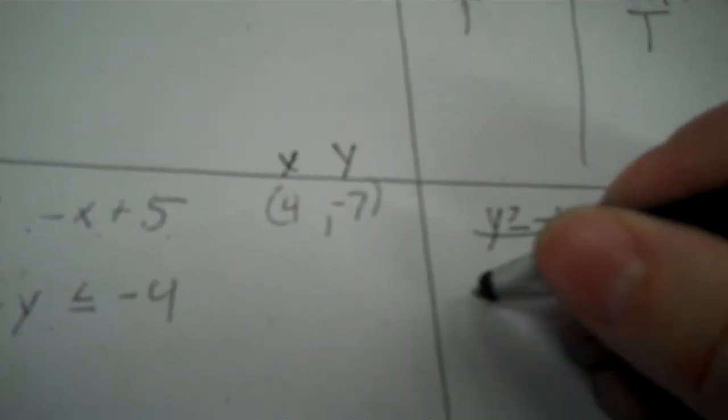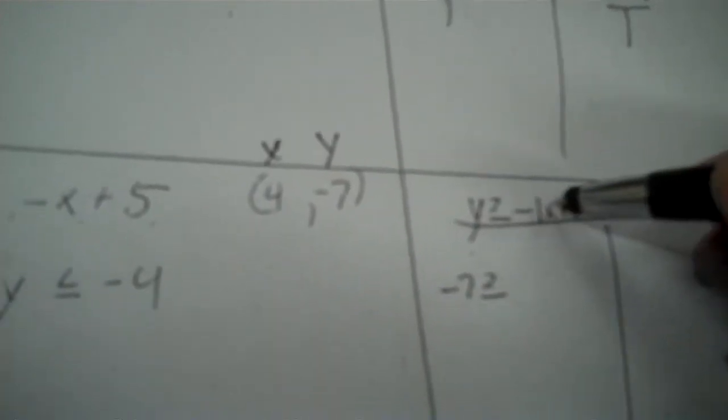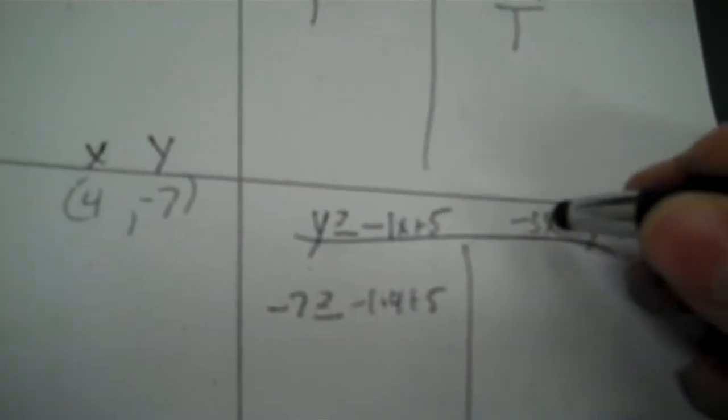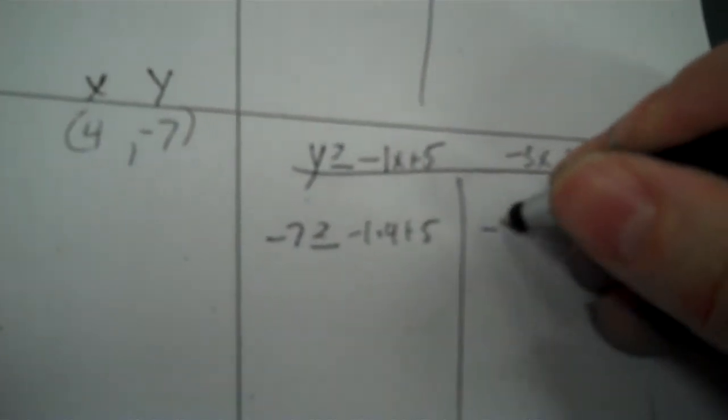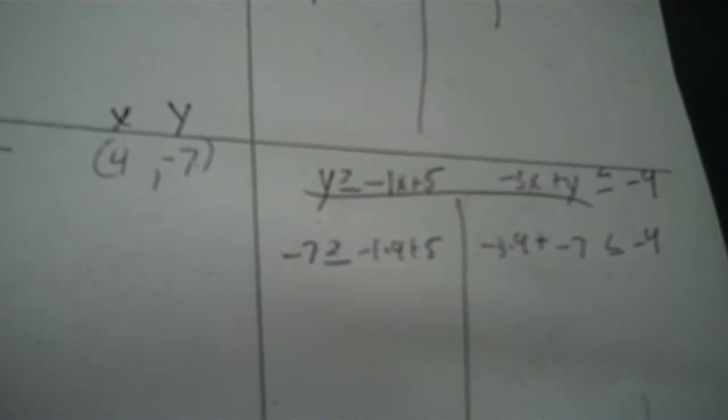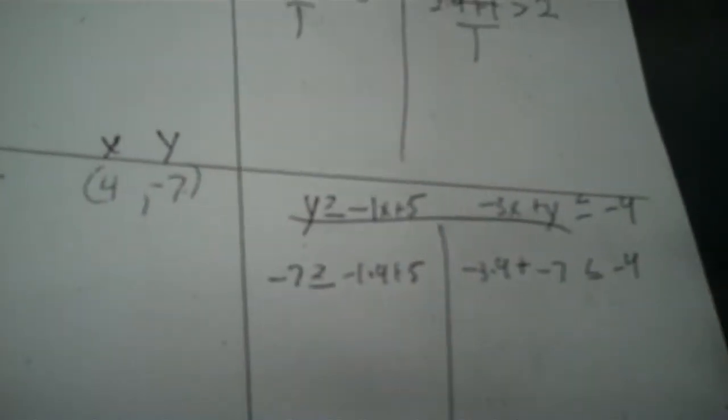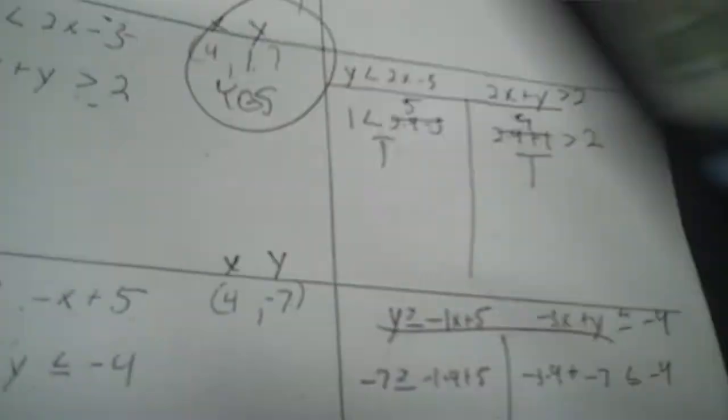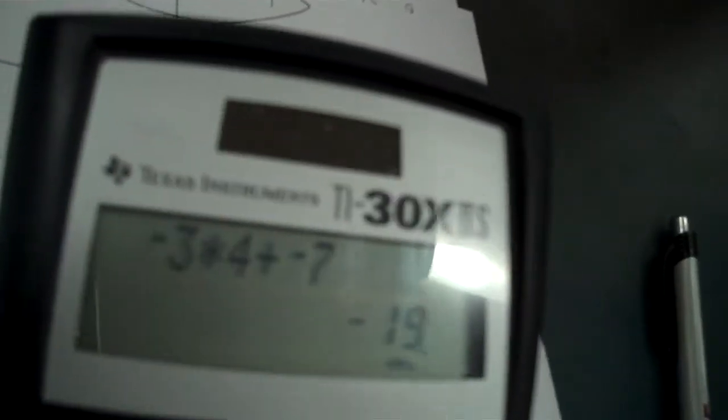So at the same time, I put negative 7, the symbol, negative 1 times 4 plus 5. And over here we got negative 3x. That means negative 3 times 4 plus y. So that's going to be negative 7 less than or equal to negative 4. By the way, if you're terrible with negatives in your head, I'm fine with the calculator, bro. Negative 1 times 4, negative 4 plus 5. Just like that. It's 1. Negative 3 times 4, yeah, it's probably negative 12, plus negative 7, negative 19.